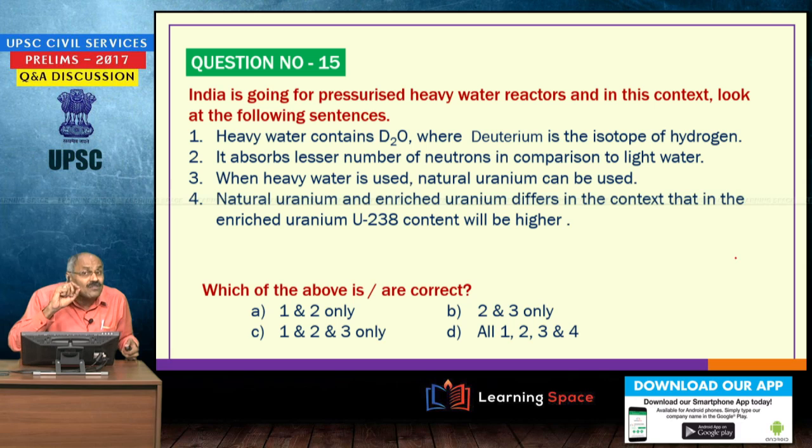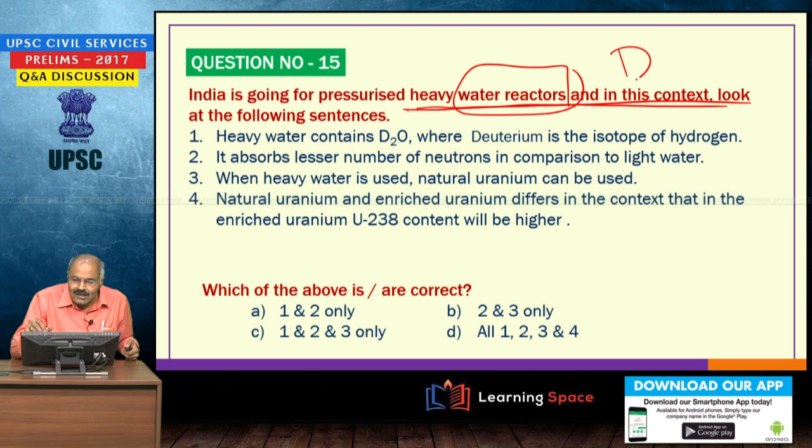Then India is going for pressurized heavy water reactors, and I produced one capsule about nuclear energy last week. Please go through it. Those who heard that, probably this may look easy. India is going for pressurized heavy water reactors, and look at the following sentences. Pressurized heavy water. What is heavy water? Heavy water is D2O, then normal water is H2O.